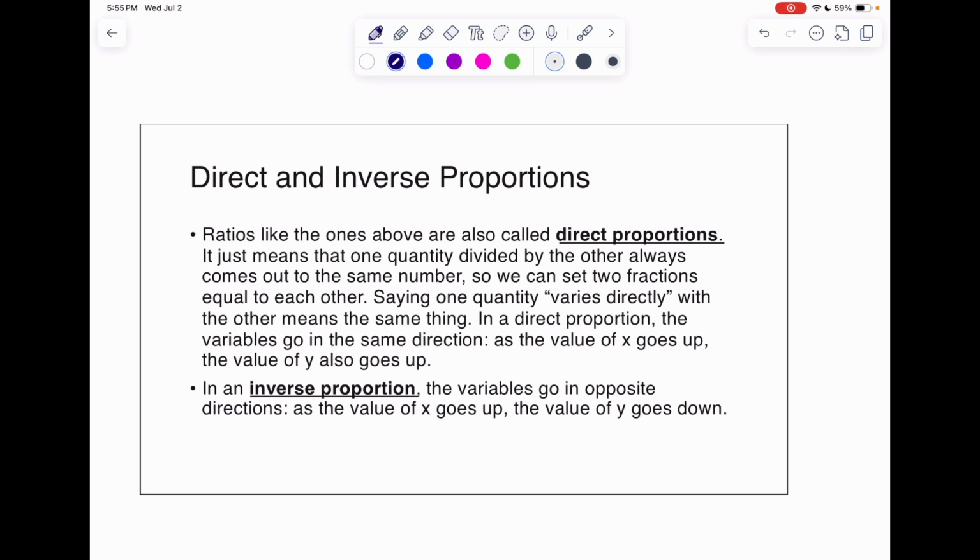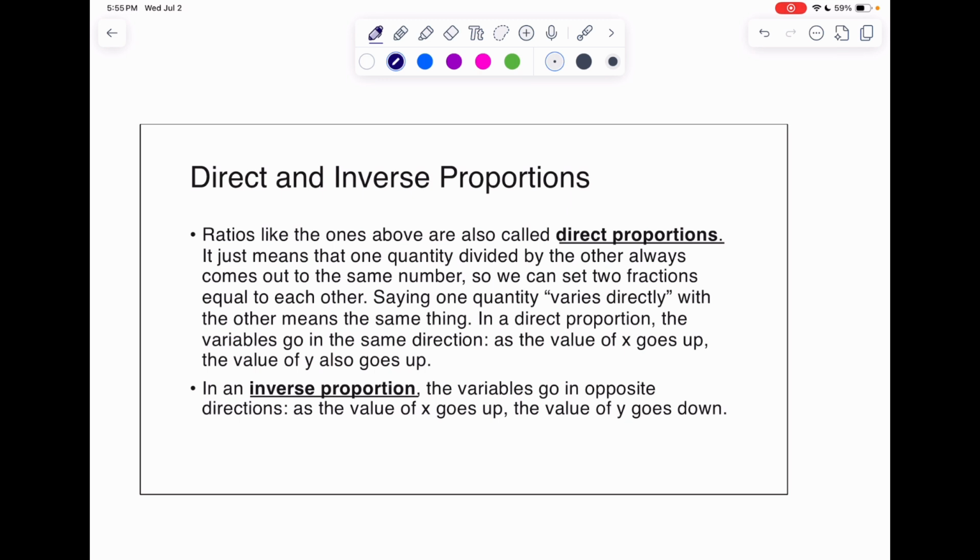The ratios like we just did are called direct proportions. They mean as one quantity increases, the other one increases. So when we relate them together as a fraction, they always equal the same thing. Saying one quantity varies directly with another means that as one number goes up, the other number goes up.